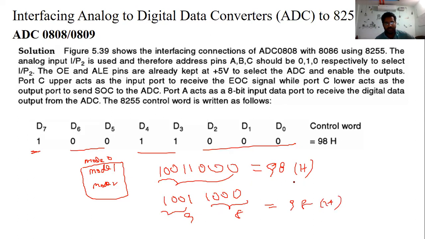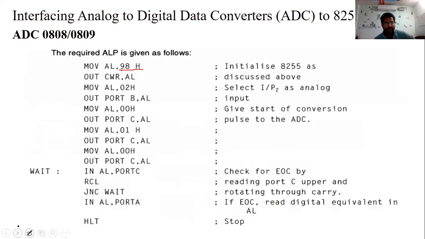Okay, you understand how to get that 98H. For this, you write the program to initialize it. Initialize means you have to send the 98H information to the CWR. That is our aim. You fill the CWR with the data 1001 1000, this is 9 and this is 8. First of all, you take that number and move it to the AL register.